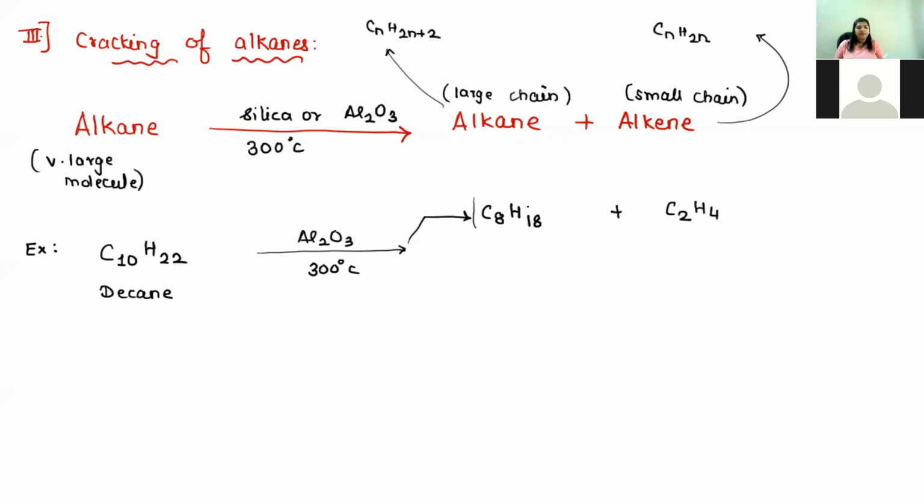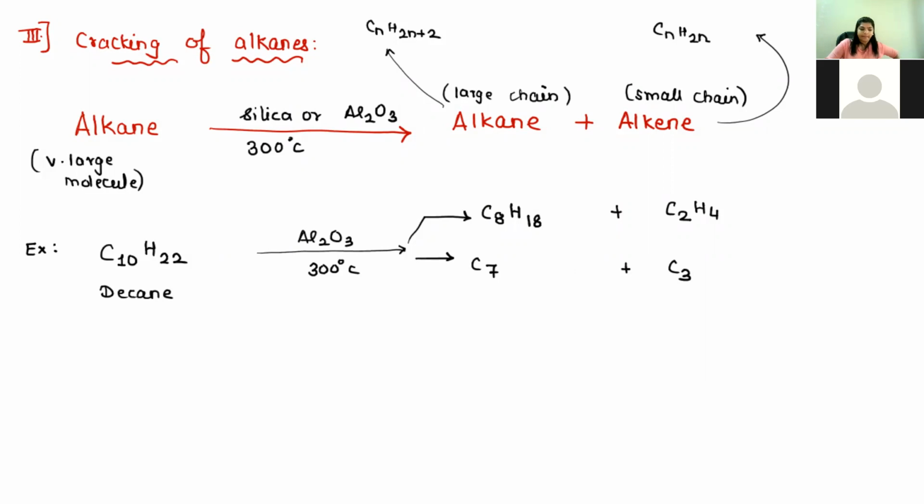Let's say you have 10 carbon atoms. How will you break? You cannot break 9 plus 1 because there is no alkene with one carbon atom. So it can be 8 plus 2. What will be my other possibility? C7 plus C3. What will be the formula of an alkane with C7?